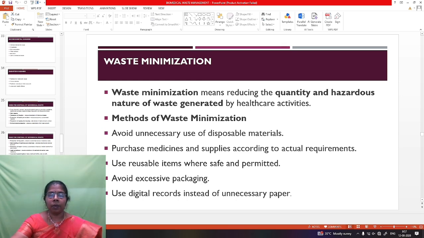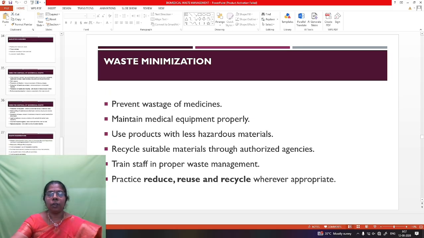Use reusable items where safe and permitted. Avoid excessive packaging. Use digital records instead of unnecessary paper, because paper also ends up in waste, and manufacturing paper is difficult. So we can use digital records instead of paper. And prevent wastage of medicines, maintain medical equipment properly, and use products with less hazardous materials.